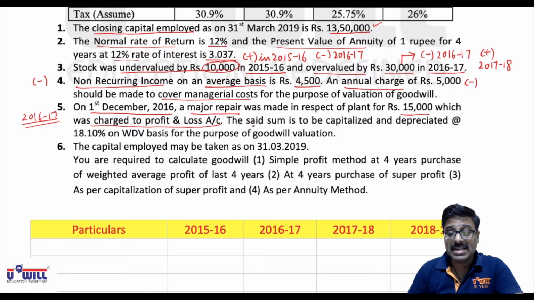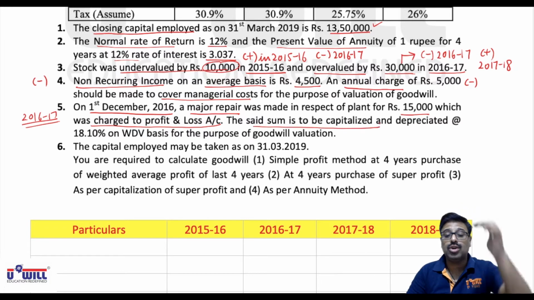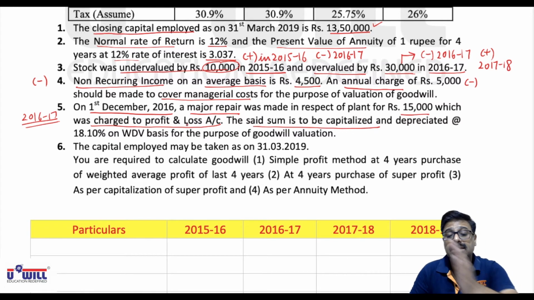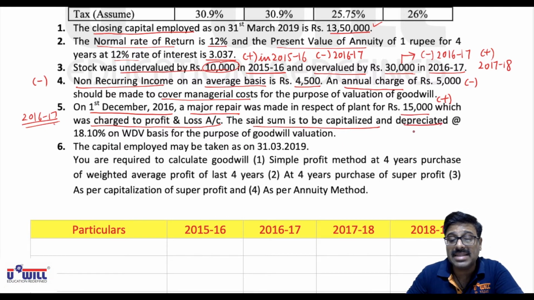Now when they say the said sum is to be capitalized means we should not be taking it in P&L account, we should be adding it in asset as it is a major repair. So you can say capital expense is taken as revenue expense. Now we discussed if capital expense is taken as revenue expense, if you remove it from P&L account debit side, the profits of that year will increase. So this amount you will add in the profits of 16 to 17 and its depreciation you will minus in 16 to 17 also, 17 to 18 also, 18 to 19 also, all the 3 years.